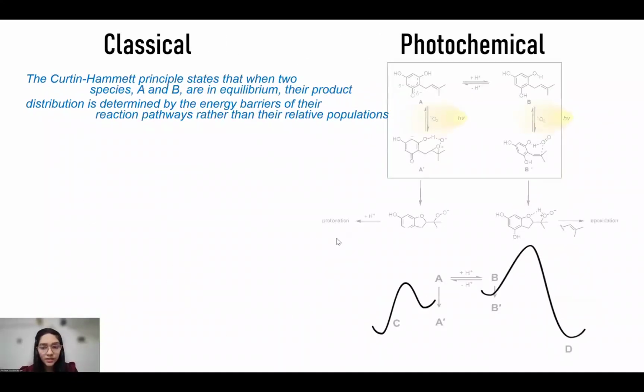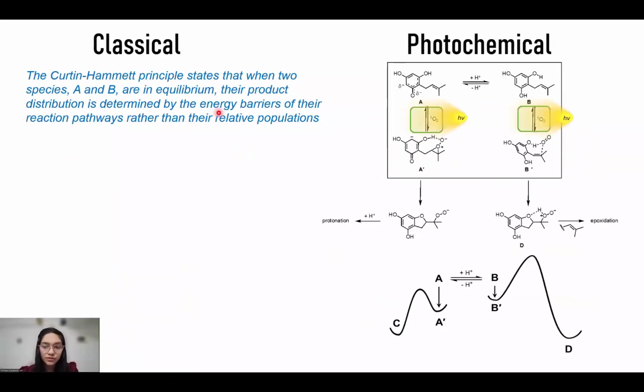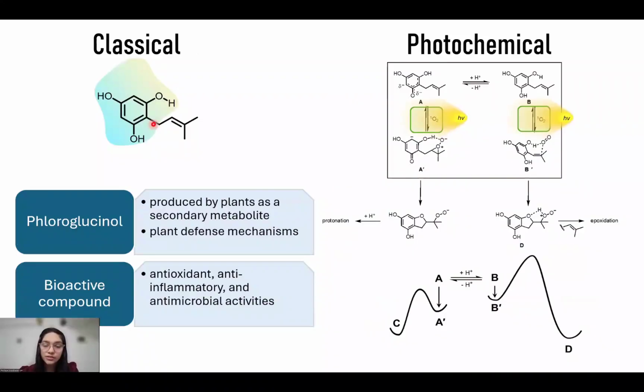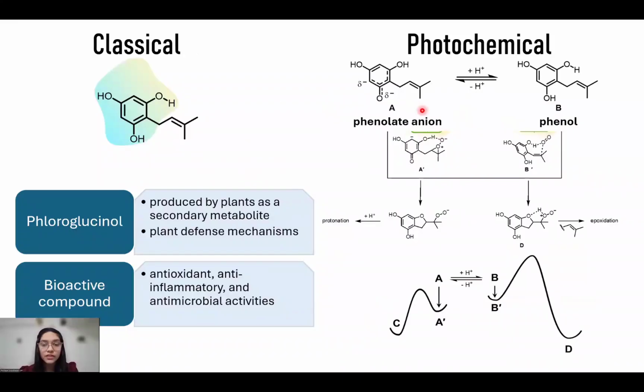We are specifically studying a molecule called fluoroglucinol, which plants produce as a defense mechanism. It has antioxidant, anti-inflammatory, and antimicrobial properties. Our goal is to understand how this molecule behaves in two forms, phenol and phenolate, and how they react with singlet oxygen. This helps us control the reaction pathway in a way that can either protect or promote oxidative reactivity.